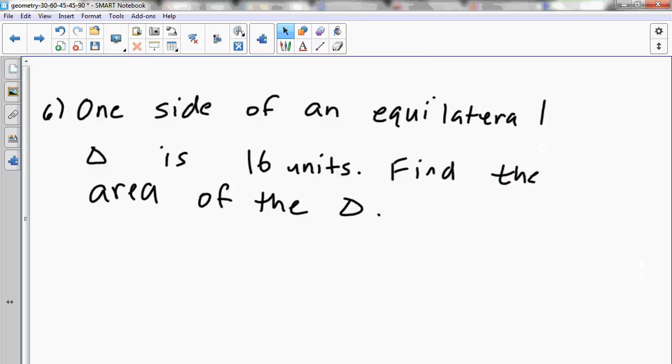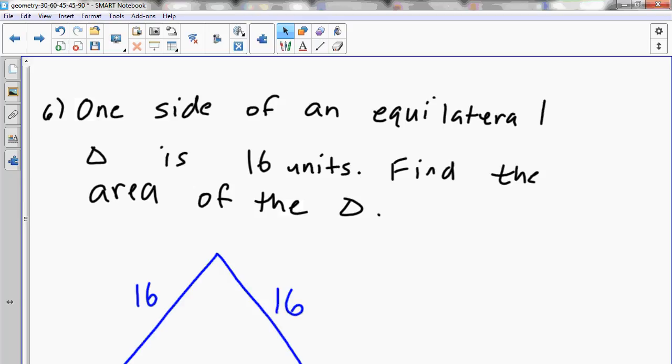All right. One side of an equilateral triangle is 16 units. Find the area of the triangle. Let's draw a picture. Here we go. Equilateral triangle. One side of it is 16. So, of course, all sides would be 16. Now, we have to find the area.